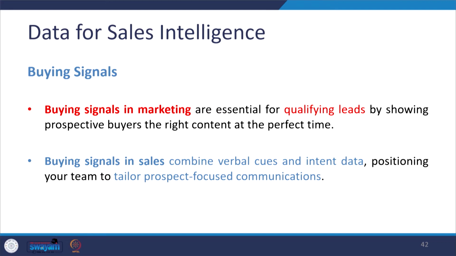So as you can see, a buying signal can have different functions. For marketing people, they help qualify leads: someone is qualified, someone is not qualified. We call them marketing qualified leads. But when those leads come to the sales team, the buying signals have a different function. They can help the team tailor prospect-focused communication. Looking at what buying signal a customer is giving out, a sales team can decide how to approach that particular client or customer.